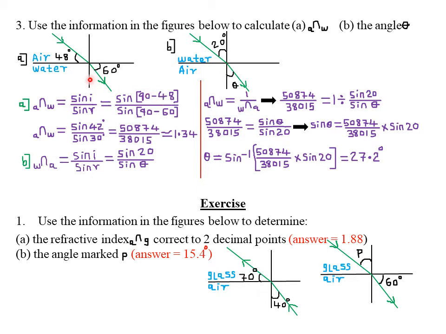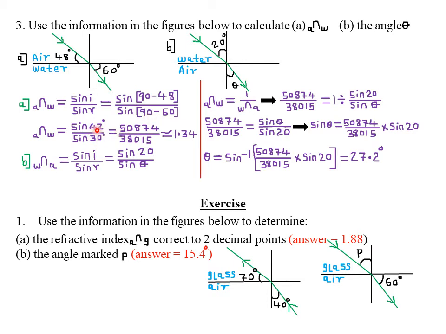Then sine R. Remember, R is always the angle between the normal and the refracted ray, which is this angle down here. Also the normal will always make an angle of 90 degrees with the interface. Therefore, the angle of refraction will be 90 degrees minus 60 degrees. So you compute 90 minus 48, you get 42 degrees. 90 minus 60, you'll get 30 degrees.